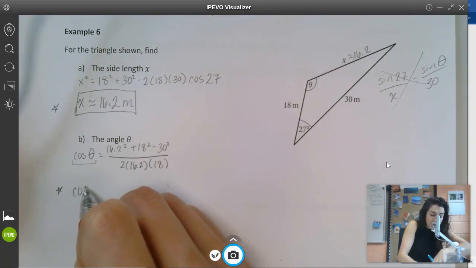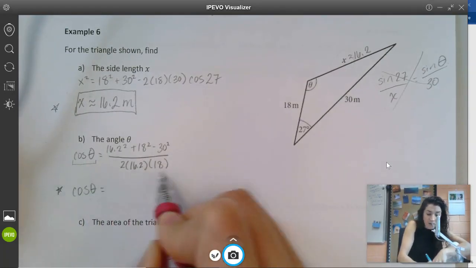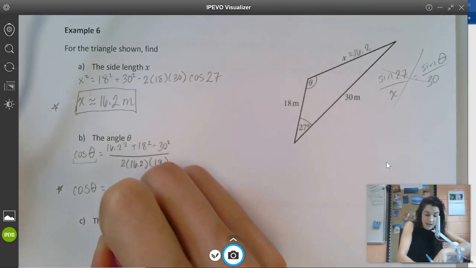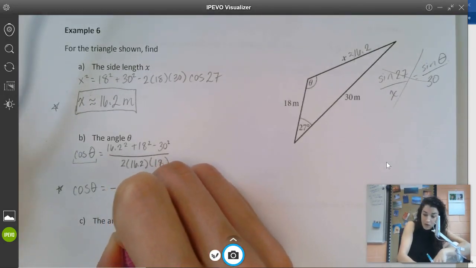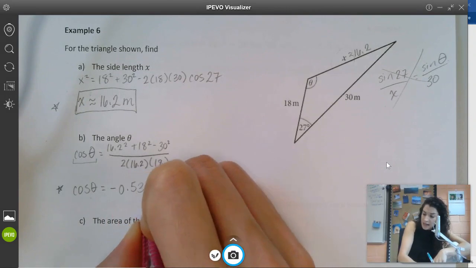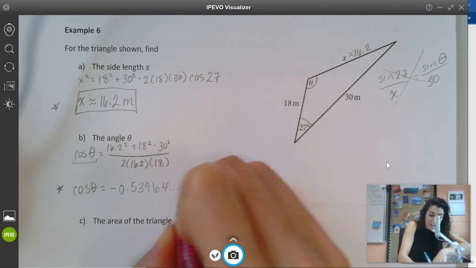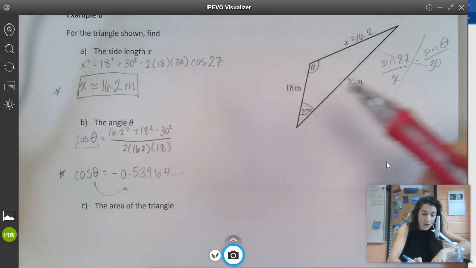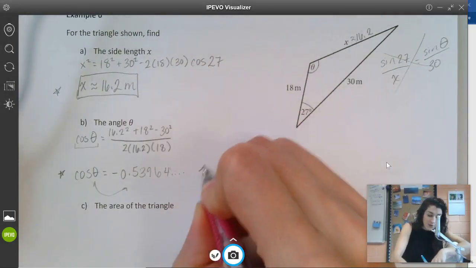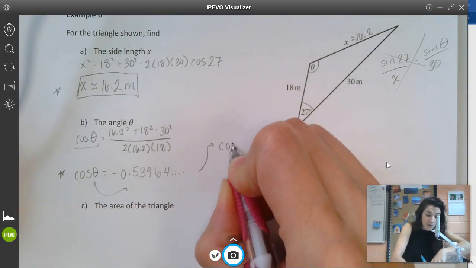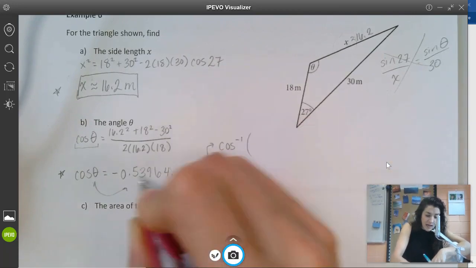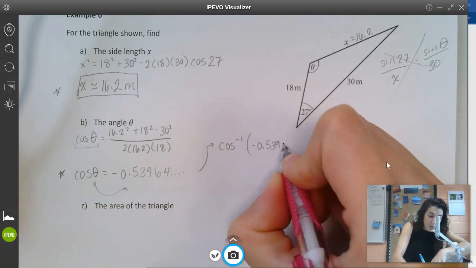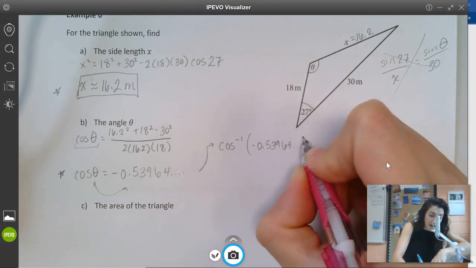Remember that we need to pretty much solve for everything on the right-hand side. This is just a number. We need to figure out what that number is. It's about negative 0.53964 something, something, something. And then in order to switch these guys out, I then have to do the inverse cosine. And I get to flip then my input and my output. Make sure to use your exact value on this guy.